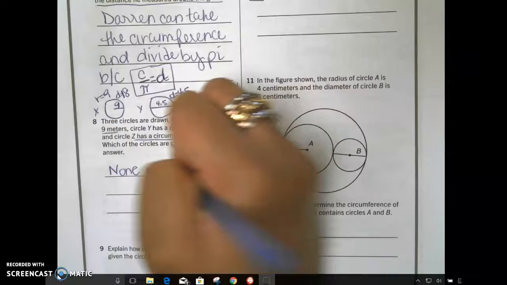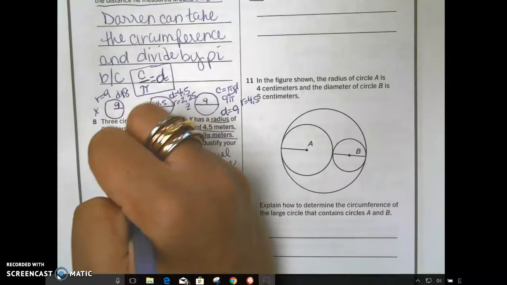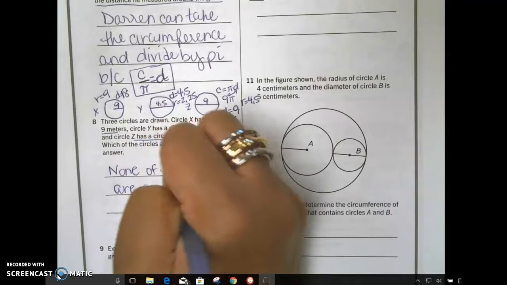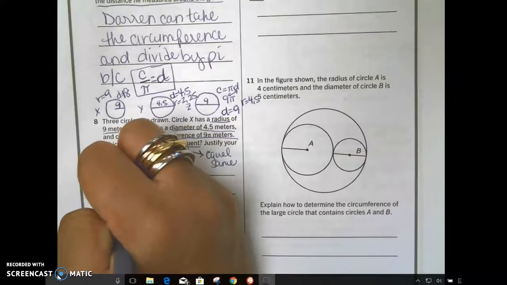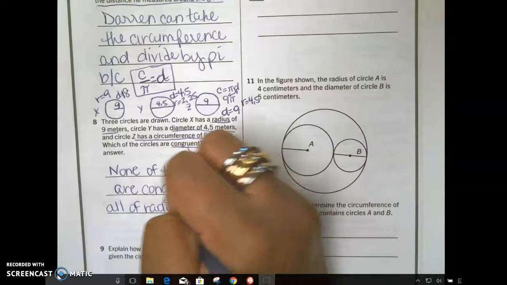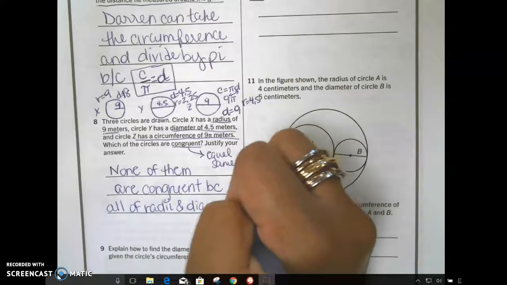None of them are congruent because none of them have the same diameter or radius. None of them are congruent because all of the radii and diameters are different. Radii is plural for radius. Check your writing.